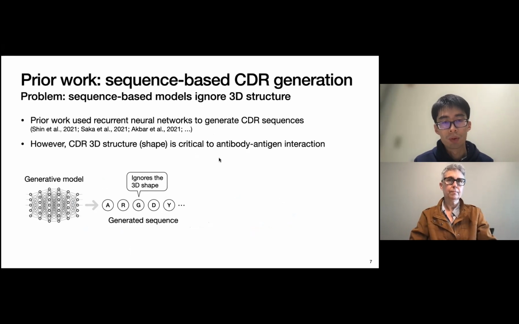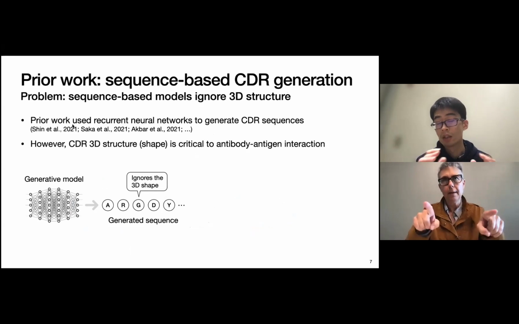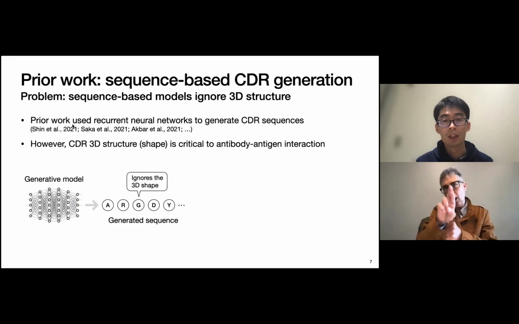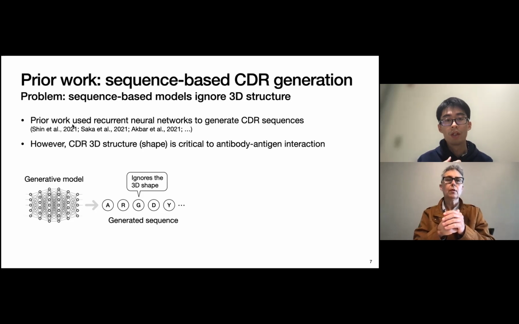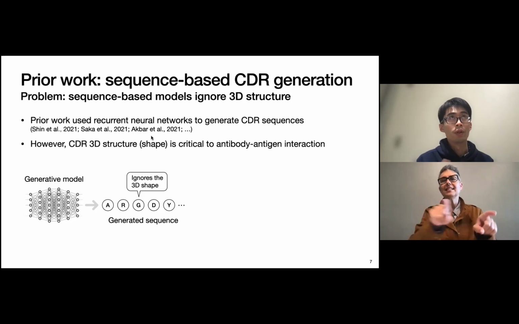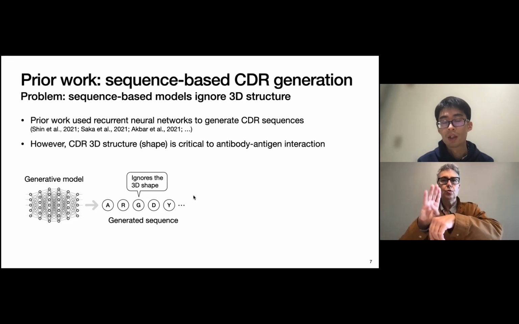Just to mention some prior work, there are quite a few works already that do the same thing, generating antibody CDRs using generative models. They are primarily sequence-based. To be specific, prior work used recurrent neural networks to generate these CDR sequences. It's the same as how you generate text: you just generate residue by residue. I guess this is straightforward.